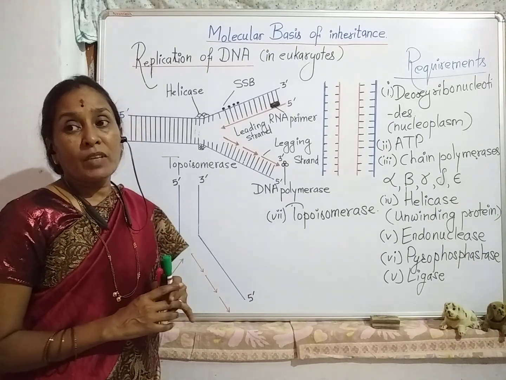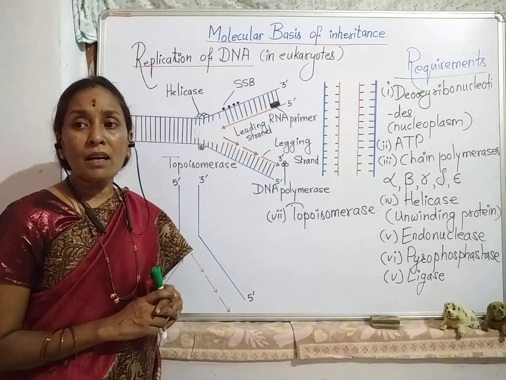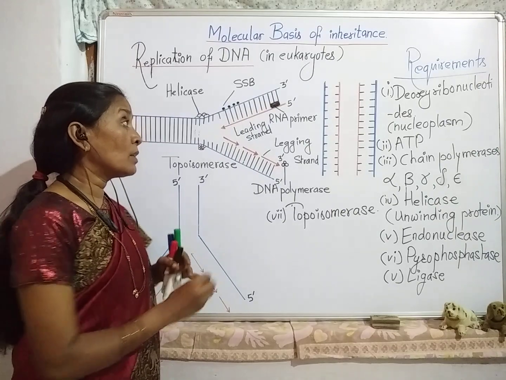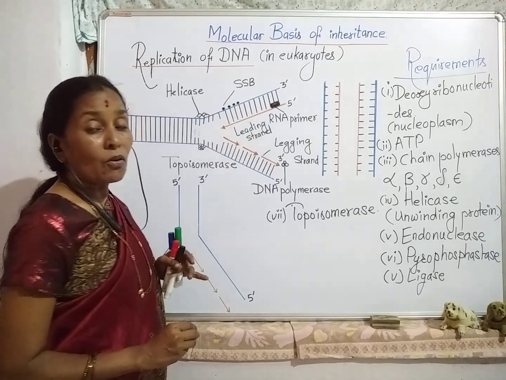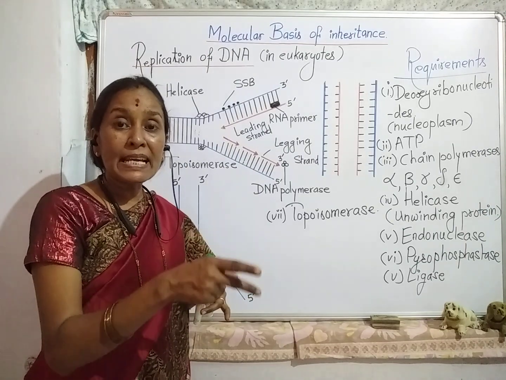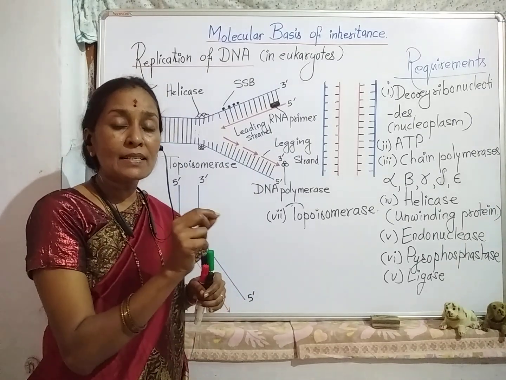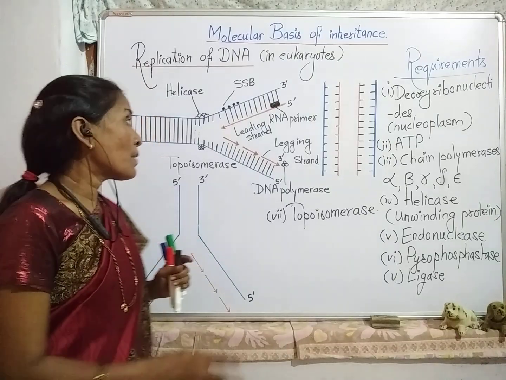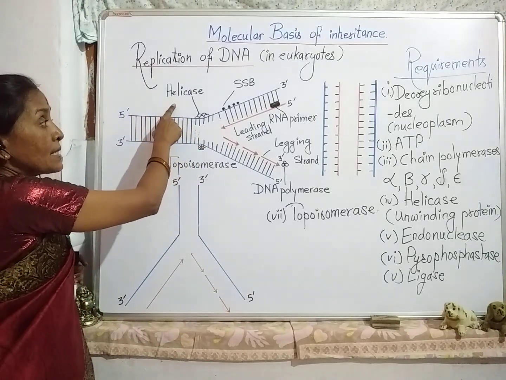Please note it. In the eukaryotic cell, there are many origin sites where the DNA gets cut, the nicking site. Nicking is the incision site where the DNA is cut and starts to unwind by means of the helicase enzyme.